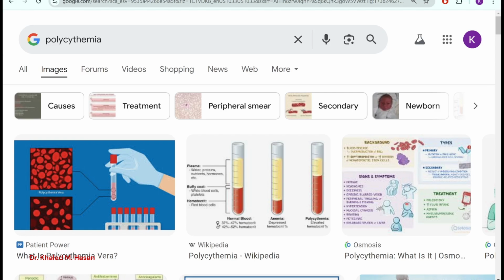Looking at polycythemia in Google images here, you can see the patients suffer from an increased number of red blood cells under the microscope.